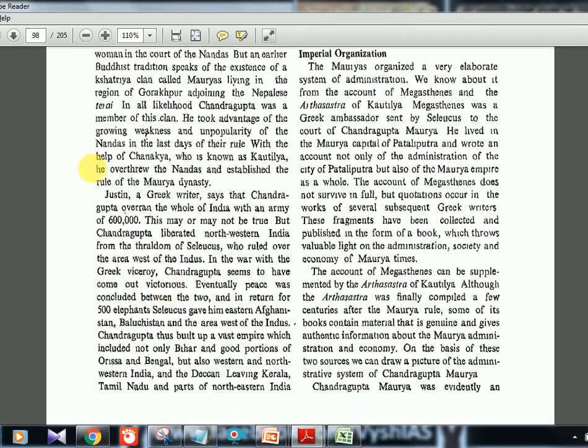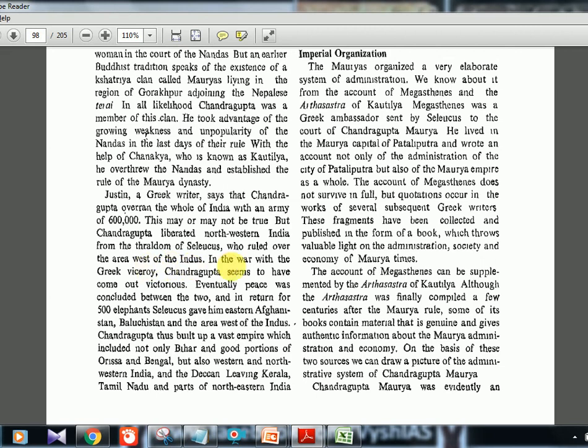Now, Justin, a Greek writer, says that Chandragupta overran the whole of India with an army of 6 lakh. This may or may not be true, but Chandragupta liberated northwestern India from the thraldom of Seleucus. It's actually Seleucus Nicator, the full name, who ruled over the area west of the Indus. The Greek ruler was ruling west of the Indus, and Chandragupta liberated the entire place from his rule.